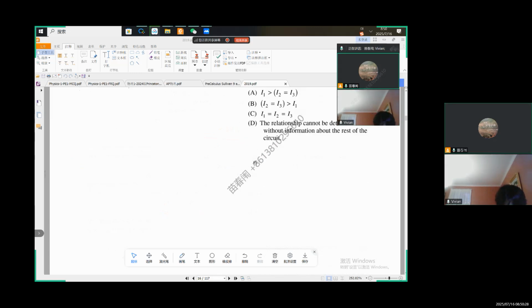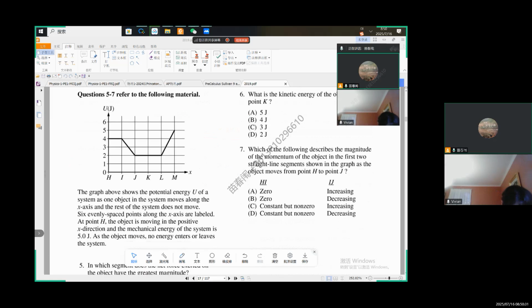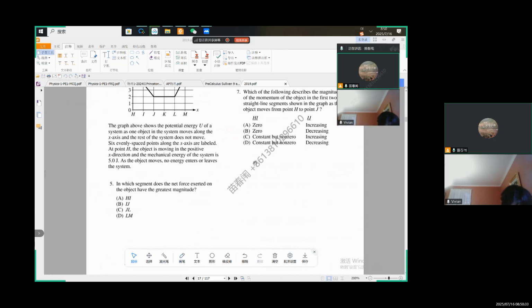That one is electricity. We don't have to take 5. So 5.